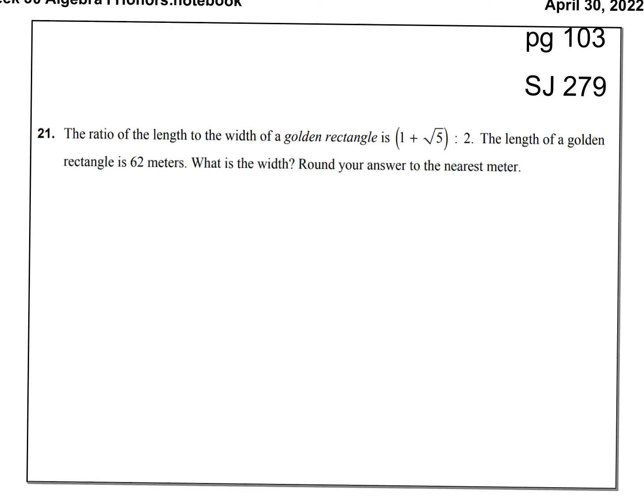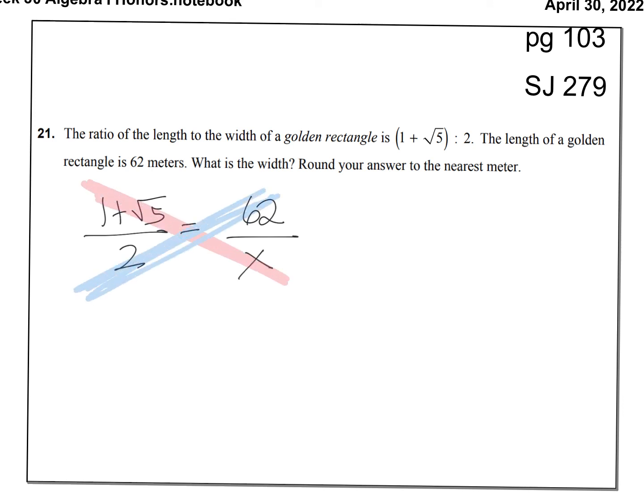Number 11. The ratio of the length to the width of a golden rectangle is 1 plus the square root of 5 to 2. That's a ratio. It can be written with a colon or written as a fraction. The length of a golden rectangle is 62 meters. What is the width? So I am going to cross multiply. When you do this, you're multiplying these two and these two. So I'm going to have x times 1 plus the square root of 5 equals 2 times 62.